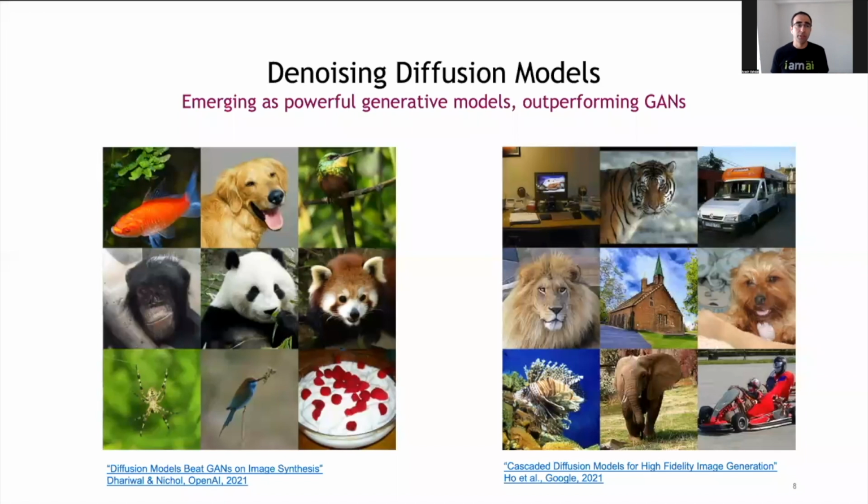As I mentioned earlier, denoising diffusion models have recently emerged as a powerful generative model, outperforming GANs. In these two papers shown on this slide, one from OpenAI on the left side and one from Google on the right side, researchers observed that you can use denoising diffusion models to train generative models on challenging datasets such as ImageNet. And the results generated by these models are often very high quality and very diverse, something that we haven't seen previously with other generative models such as GANs.